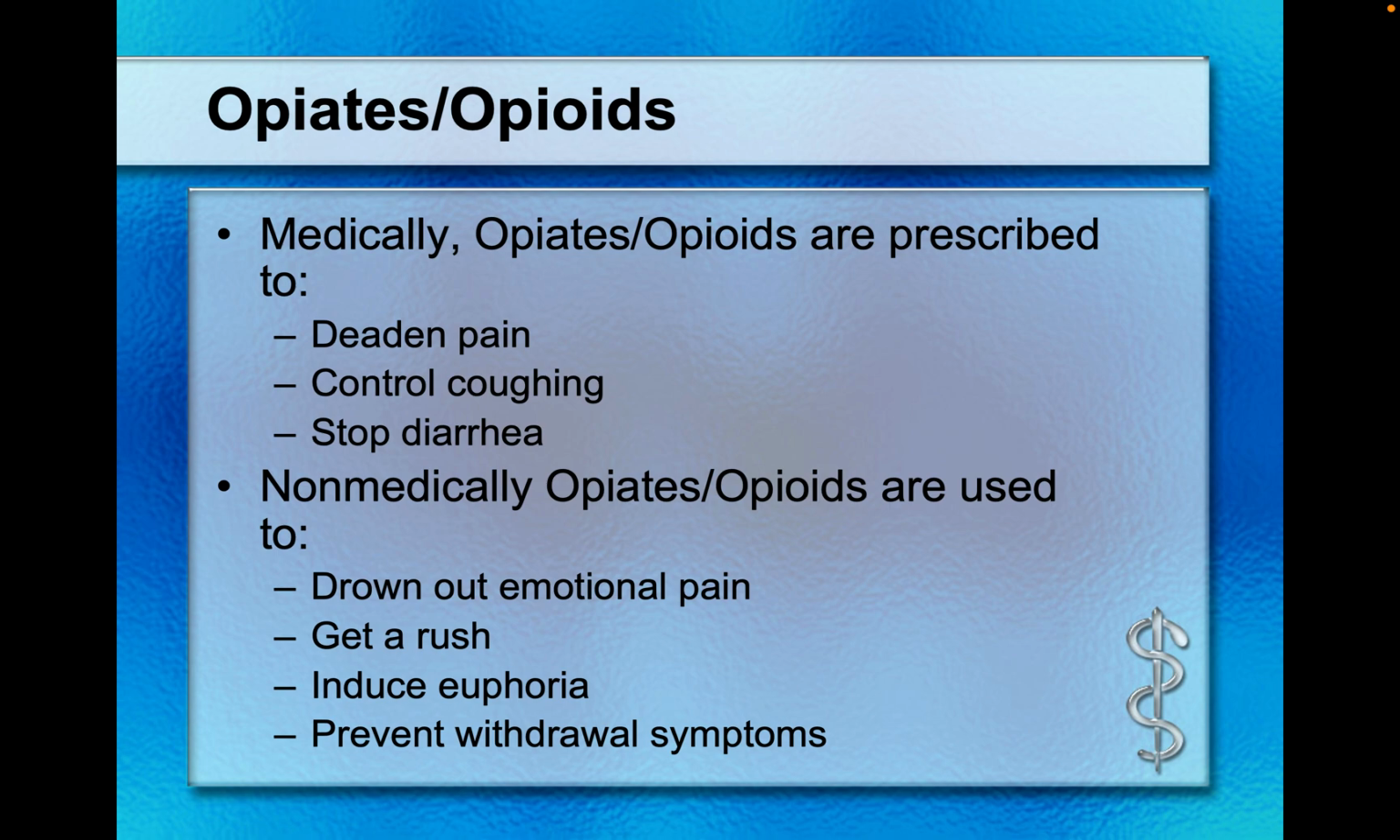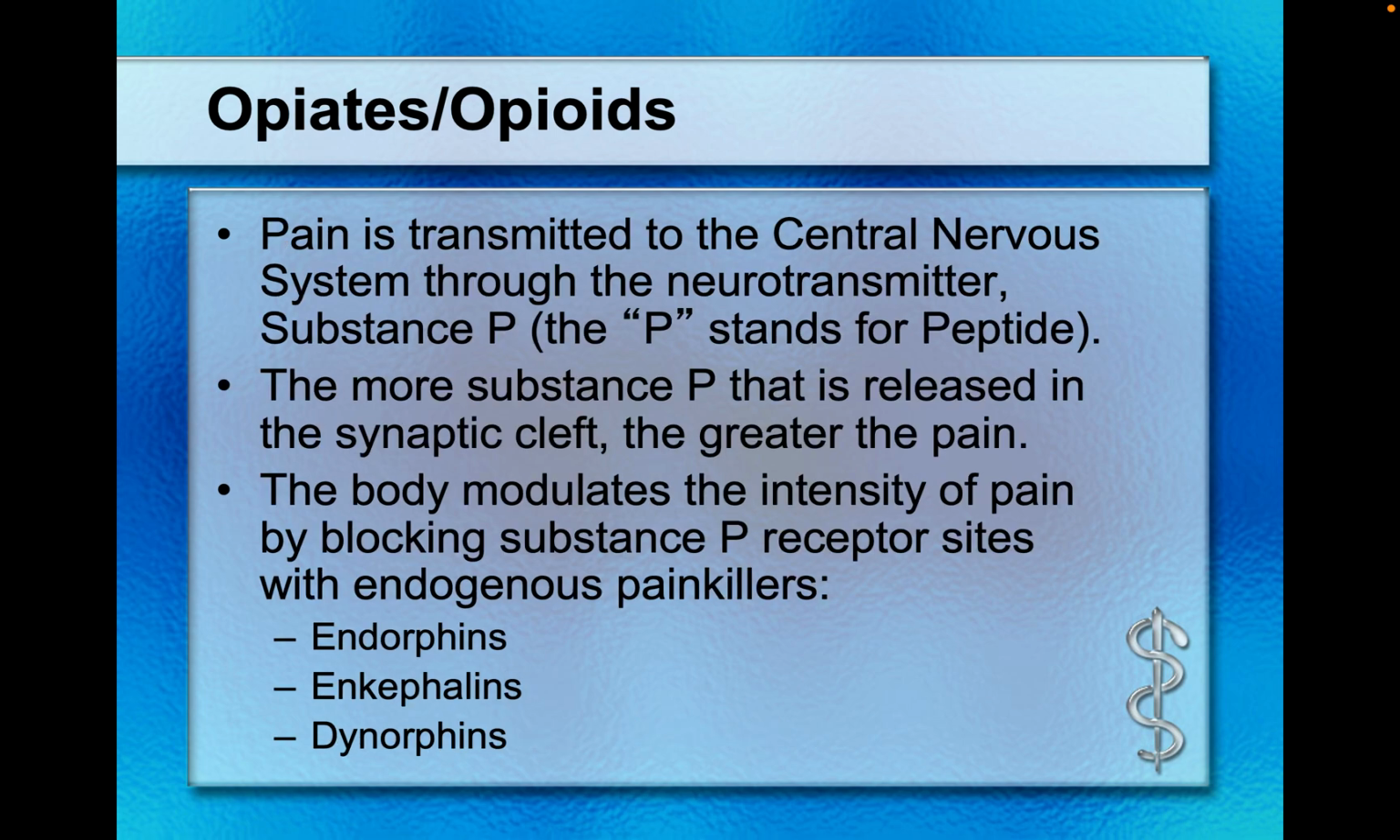Medically, opioids are prescribed to deaden pain, to control coughing, and to stop diarrhea. Non-medically, opioids are used to drown out emotional pain, to get a rush, to induce euphoria, and to prevent withdrawal symptoms. Pain is transmitted to the central nervous system through the neurotransmitter substance P. Of course, the P doesn't stand for pain, it stands for peptide. The more substance P that is released in the synaptic cleft, the greater the pain.